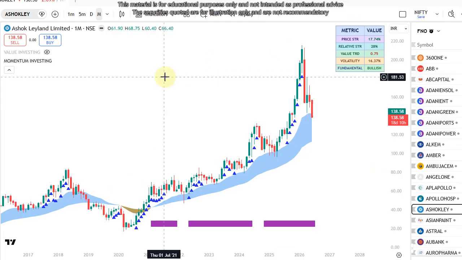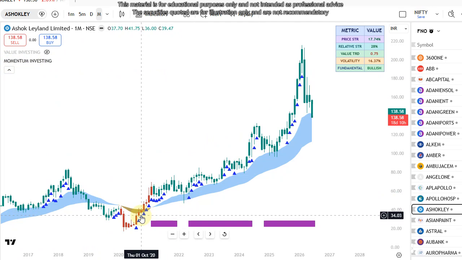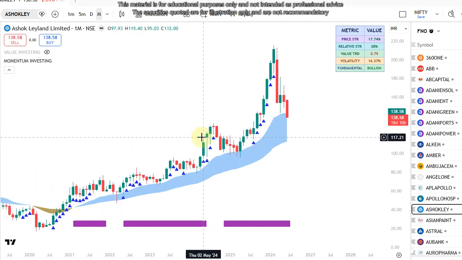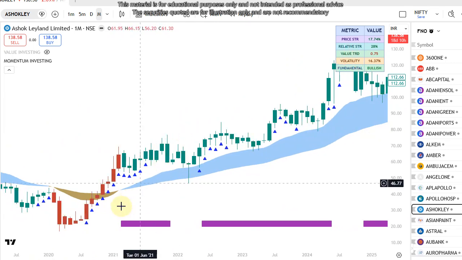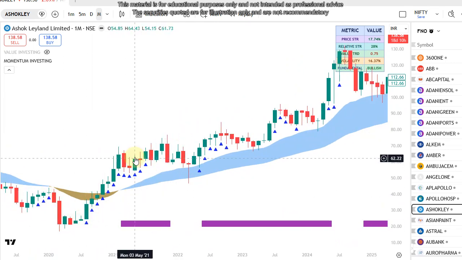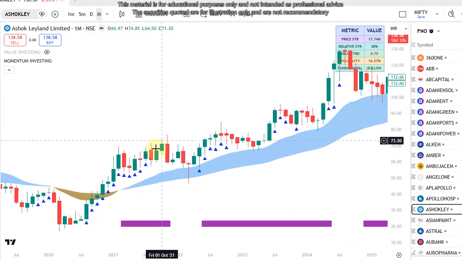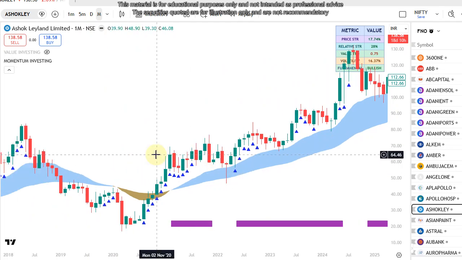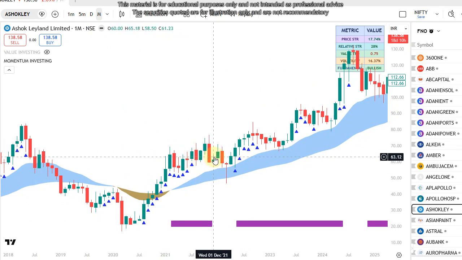Hello traders and investors. In this video, we are going to see how we can use our momentum investing indicator to identify which sectors are in momentum and which sectors we have to avoid. In this indicator, we have a momentum triangle. Whenever we see a triangle after a pause, some candles which are not having the triangle, it means the market is not in momentum, that particular asset or that particular index is not in momentum.